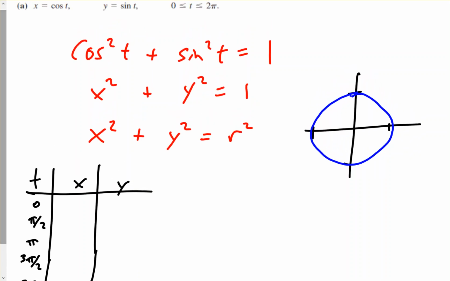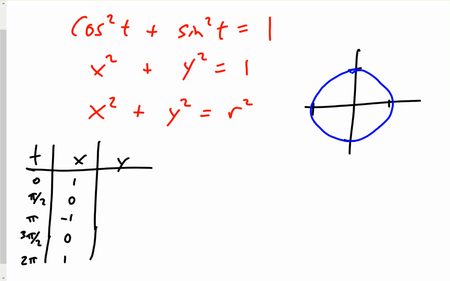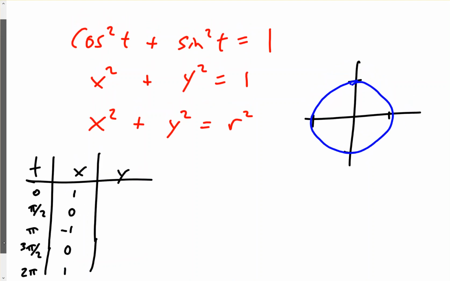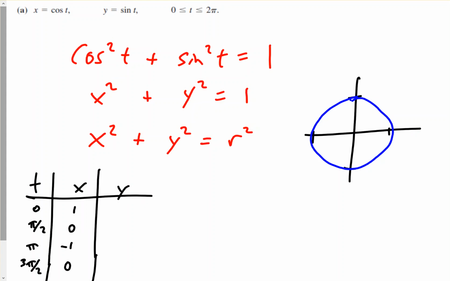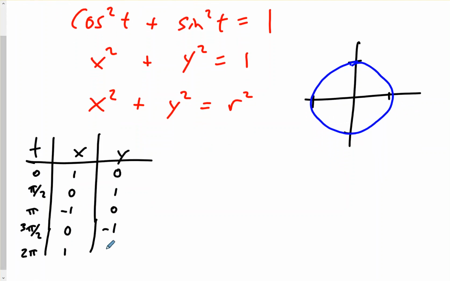Okay, so when t is 0, cosine of 0 is 1. Cosine of pi over 2 is 0. Cosine of pi is -1. Cosine of 3 pi over 2 is 0. And cosine of 2 pi is 1. Okay, for the y's, now we plug into the sine. Sine of 0 is 0. Sine of pi over 2 is 1. Sine of pi is 0. Sine of 3 pi over 2 is -1. And sine of 2 pi is 0.